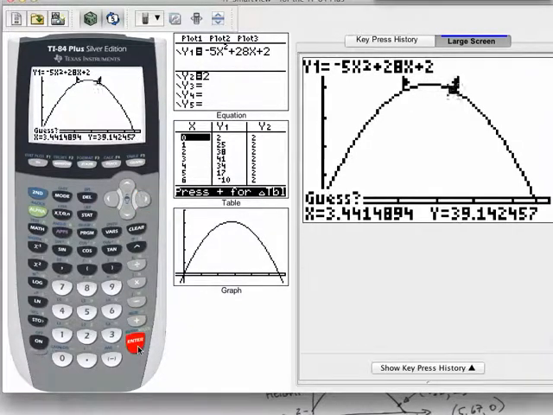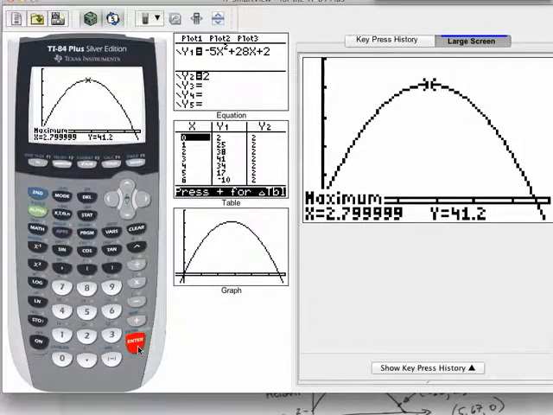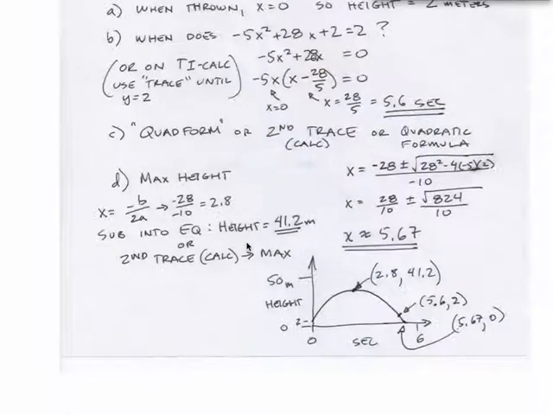And I hit enter, and now I'm bracketing it, and my maximum is at 2.799999. When you see that, that's just the calculator being silly. It's losing a little tiny bit of accuracy there. It's really 2.8. Alright, so round that to 2.8. I think when we get to there, we're pretty much done with this.